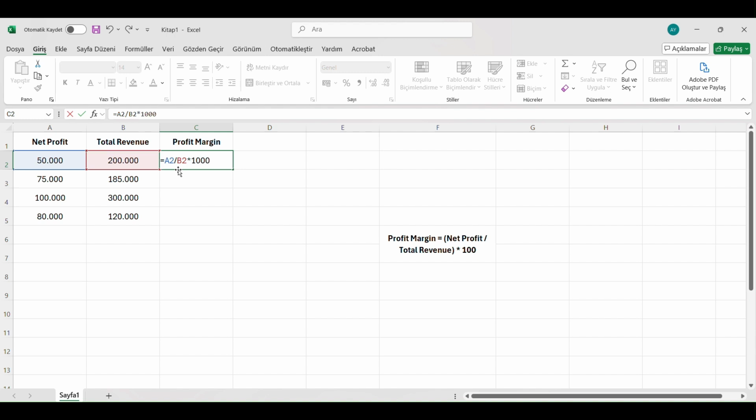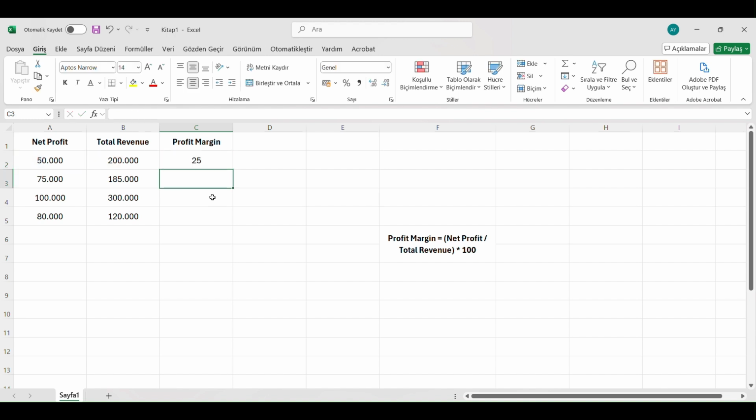For example, if there is a net profit of 50,000 in cell A2 and total income of 200,000 in cell B2, the formula result will be calculated as follows. In this case, the company's profit margin rate will be 25%.